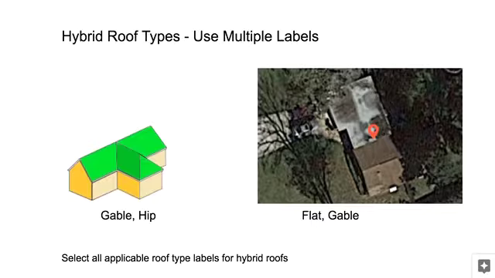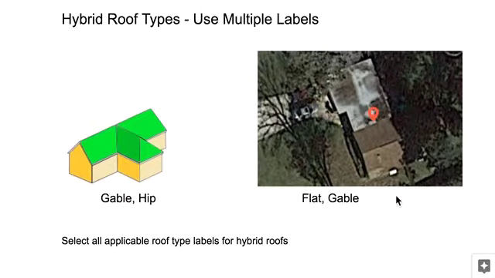In general, there are 2 situations where you may see hybrid roofs. The first one is a relatively large house with multiple sections. In this case, one section is gable and the other section is hip. Another situation is where you see a house with some extension structure. For example, here you may have a garage that's right next to the house.